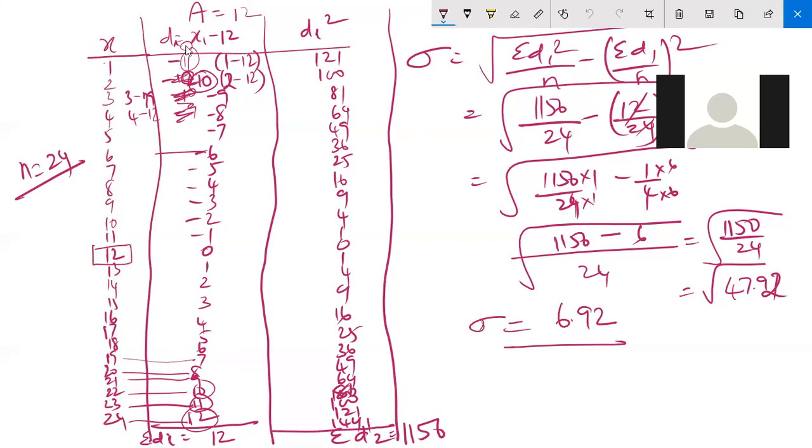The clock strikes at 1 o'clock. It will strike one time. 2 o'clock, it will strike 2 times. 12 o'clock, it will strike 12 times. Okay. At 1 again, this is 1 p.m. From here to here is a.m. 1 a.m., 2 a.m., 3 a.m., like that, 11 a.m.